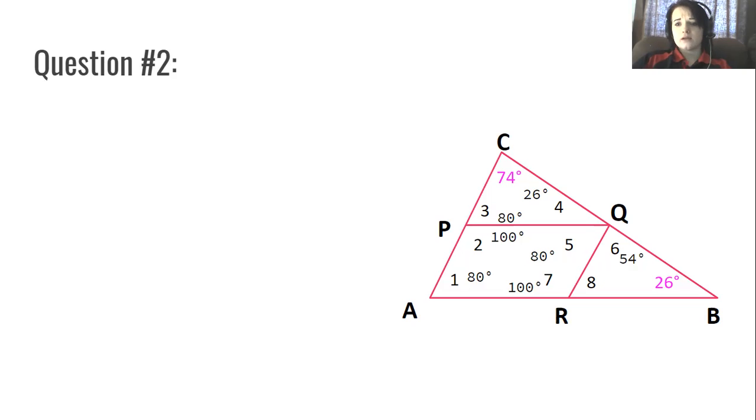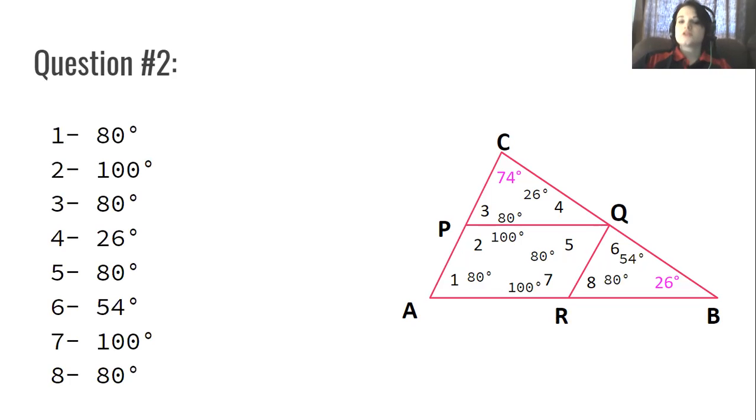Well, now we have 2 angles for our bottom right small triangle. So we can solve for angle 8 with our angle 6 and angle B that we already have answers for. So we're going to do 54 plus 26, and subtract that sum from 180, and that's going to give us 80 degrees. And that's just a little list of all the angles that we found in our figure.